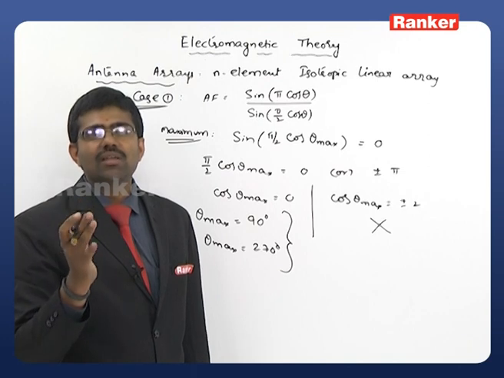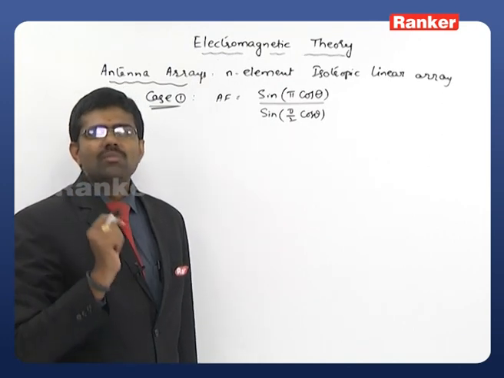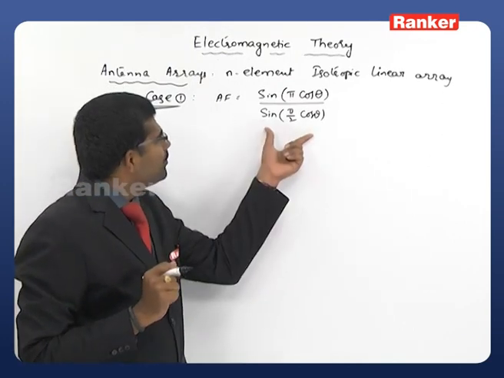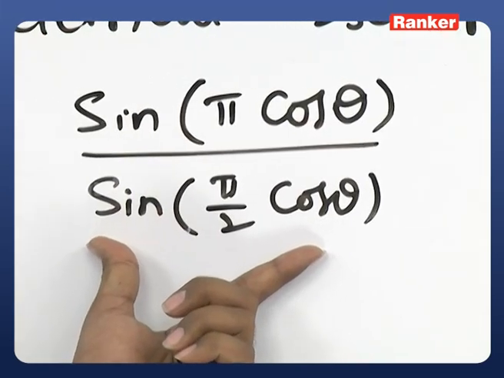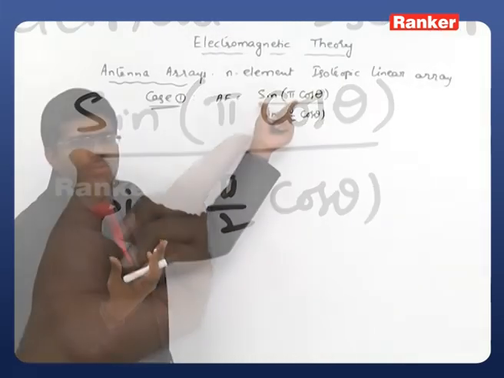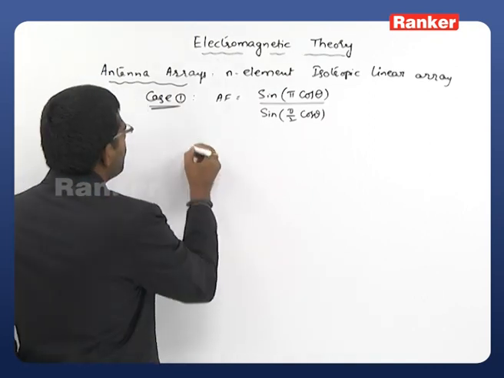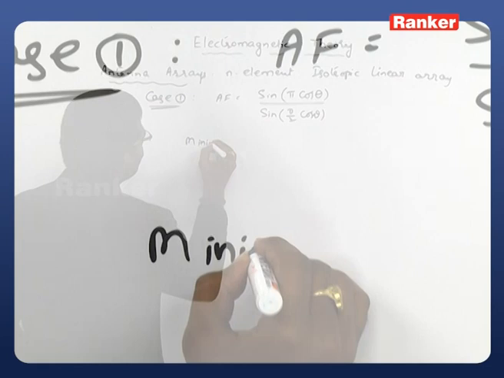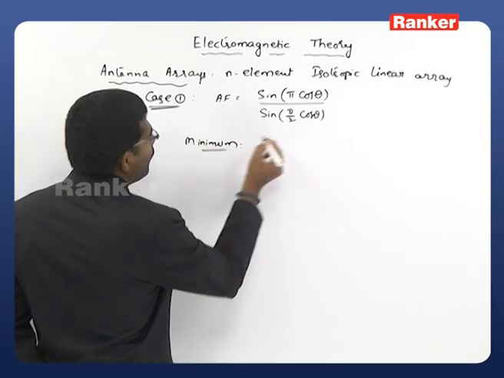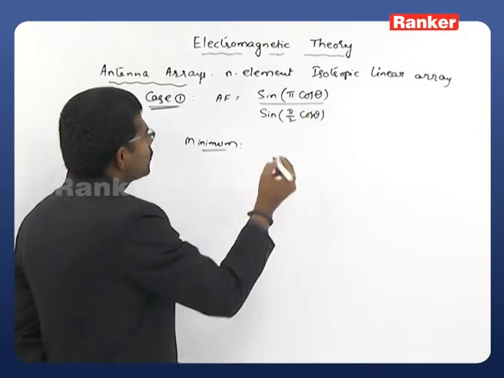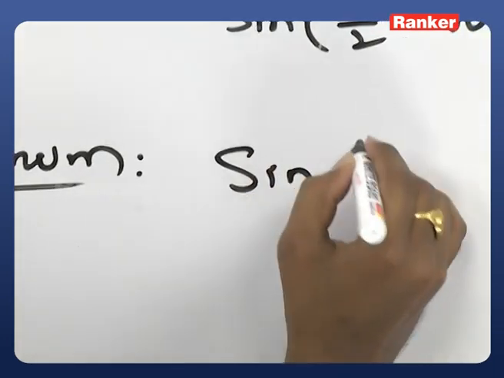Now my intention is to get the minimum radiation pattern. Now what is the minimum value of our array factor? The minimum value of our array factor is 0. So whenever the numerator is equal to 0, obviously the magnitude of our array factor will be 0. So for the minimum radiation pattern direction, make our numerator 0. So consider our numerator. What is that one?